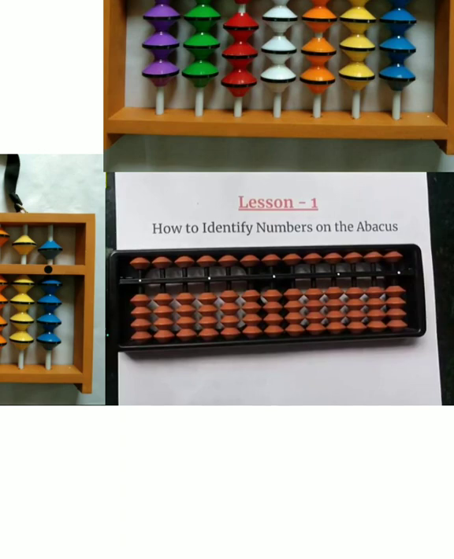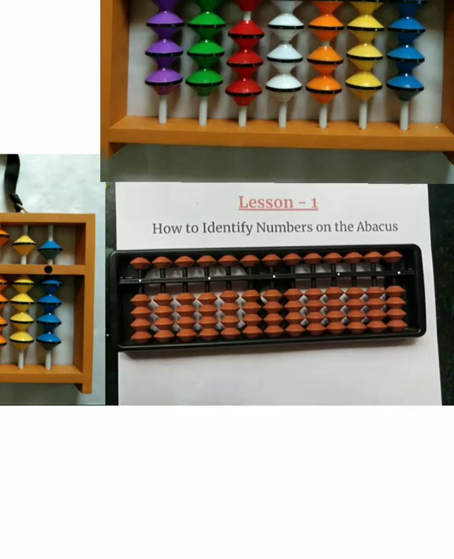Some students might have larger abacus, maybe 15 rods or 17 rods. Some might have smaller ones like 11 rods or even 7 rods or 9 rods. The number of rods do not matter much for basic calculations of addition and subtraction on the abacus. So in this case, we have a 13 rod abacus with us, but the way that we identify numbers on the abacus is exactly the same on all abacus. Whether it be 15 rods, 17 rods, or a smaller abacus, or this one, the way to identify numbers is exactly the same.